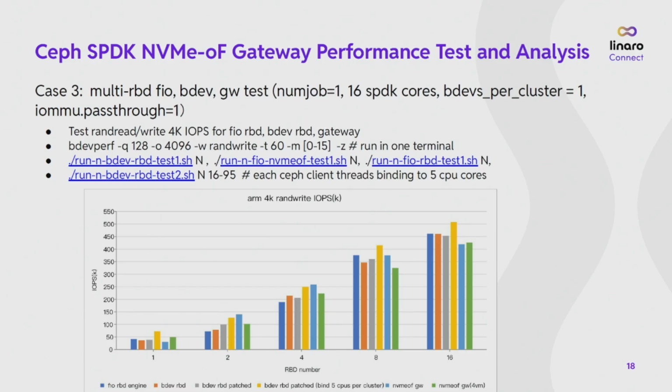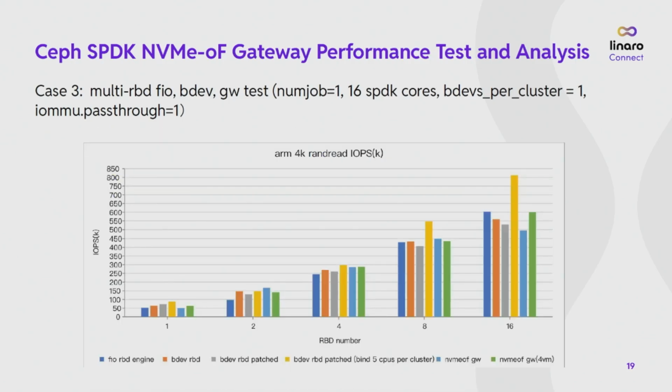We also tried binding CPUs to test the IOPS, and we found that when each Ceph client is bound to 5 CPU cores, it gets the best performance. And this is the random read numbers.